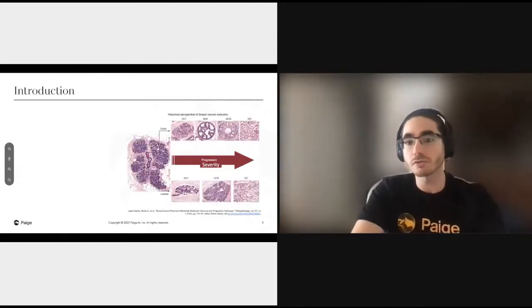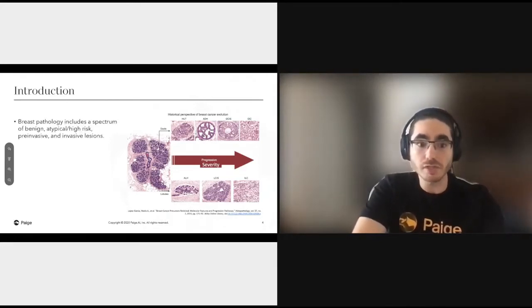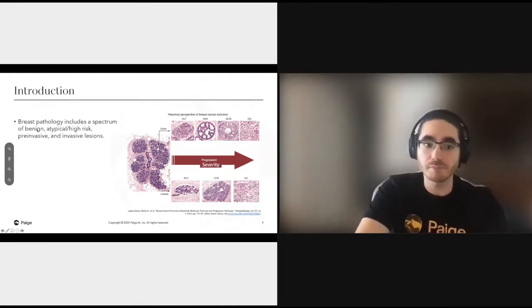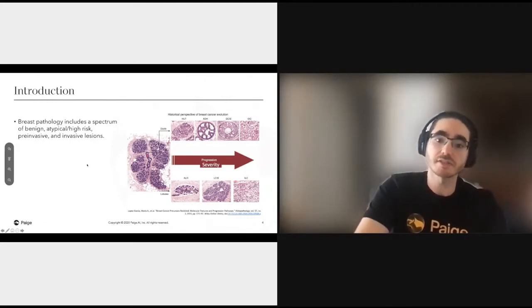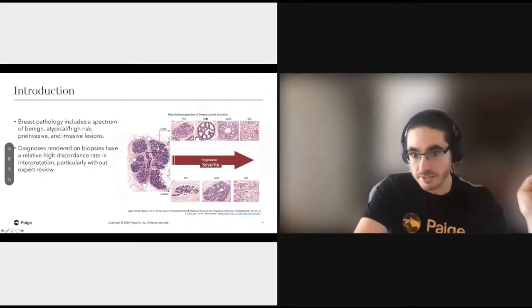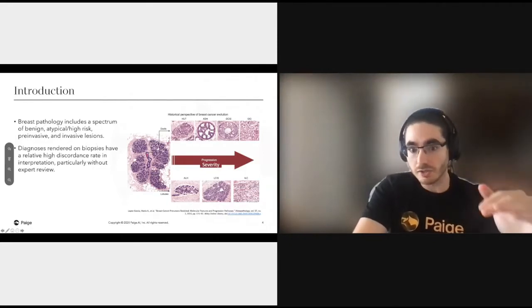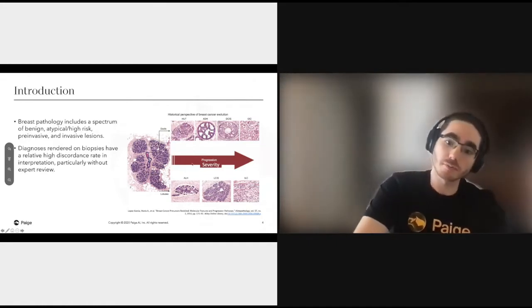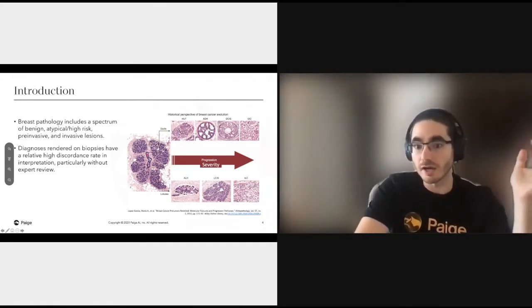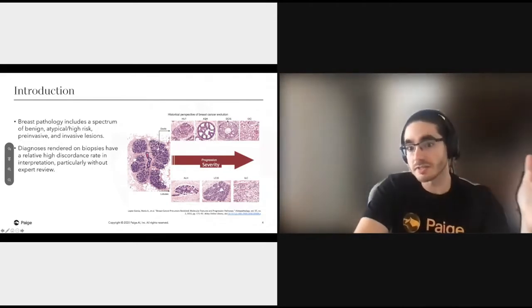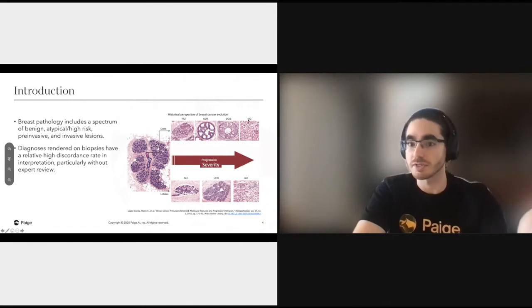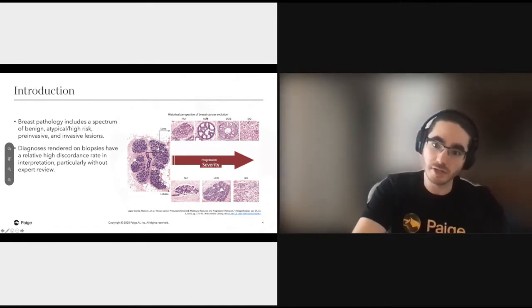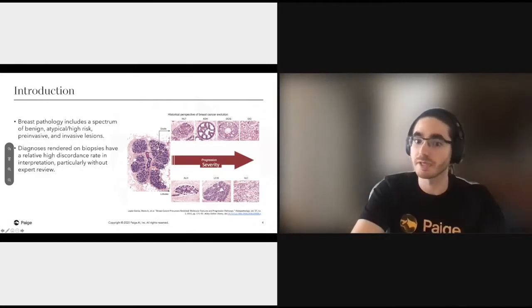Right. So I would like to talk a little bit about the breast pathology here. What you can see here is that breast pathology includes a spectrum of benign, atypical, pre-invasive and invasive lesions. And the things that we are interested in here are these two categories, lobular and ductal carcinomas and hyperplasias. These basically go from less severe to more severe: atypical hyperplasias, carcinomas in situ, and invasive carcinomas. And these have two different flavors: ductal hyperplasias and carcinomas, and lobular hyperplasias and carcinomas.